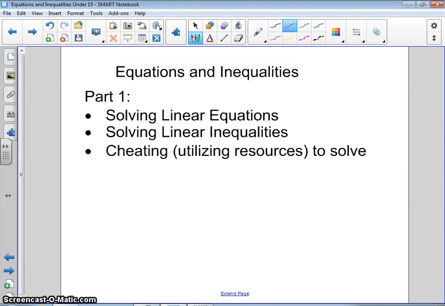Hey, it's Coach Latham, your SOL review coach, and today we're going to take a look at linear equations and inequalities. I should have linear at the top of this page, although it's part of the larger section on general equations and inequalities. In part one today, we're going to be looking at solving linear equations, solving linear inequalities, and then cheating, utilizing the resources that we have to solve those equations. So without further ado, let's get into it.